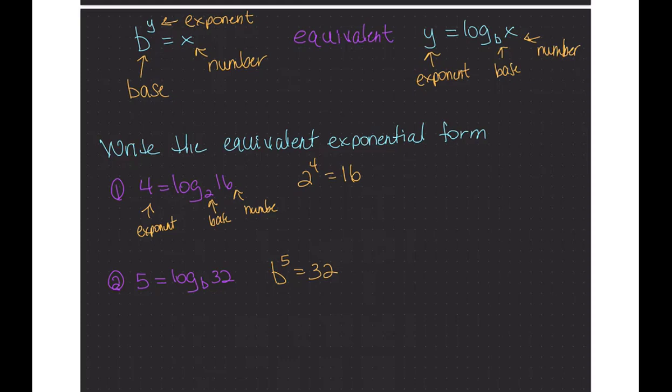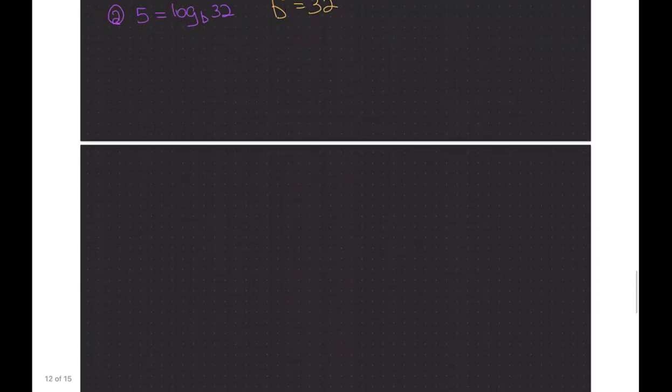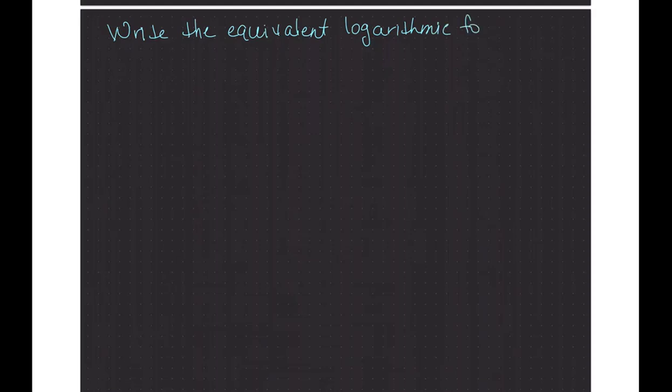So now let's go the other way. Since we wrote these as equivalent exponential forms, let's go just the opposite. So we're going to write the equivalent logarithmic form.